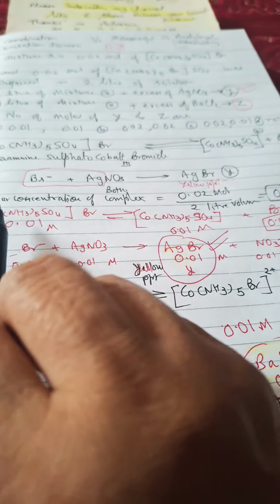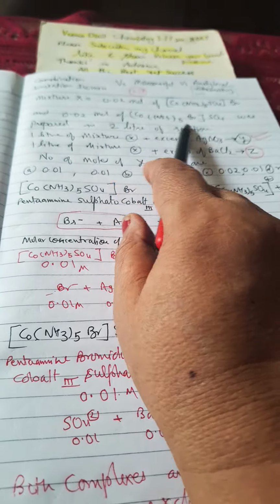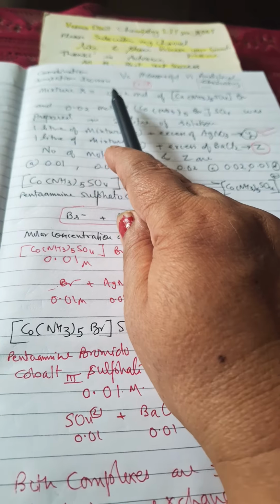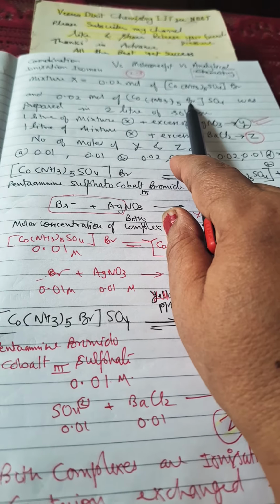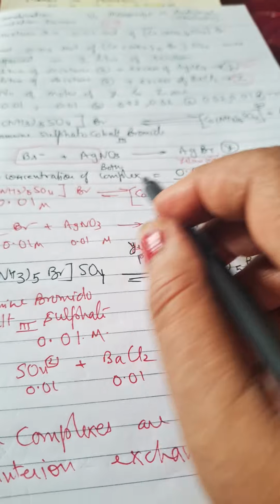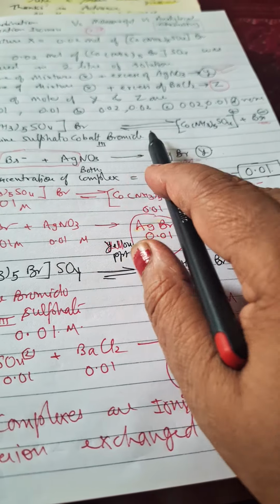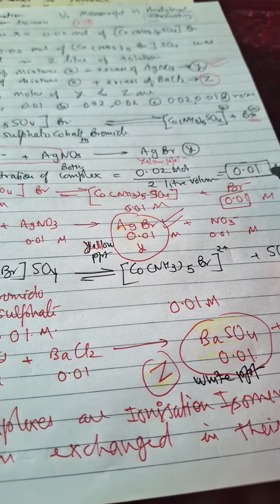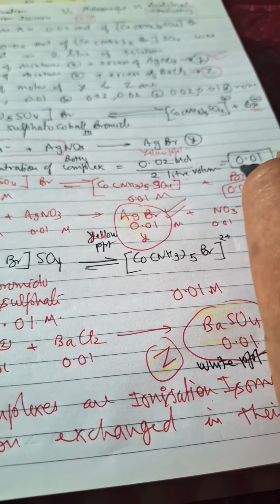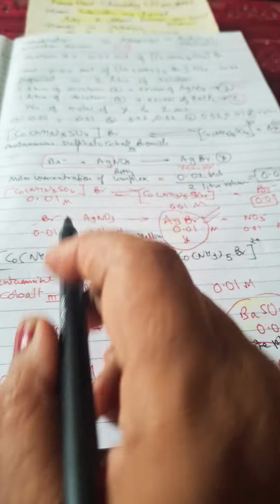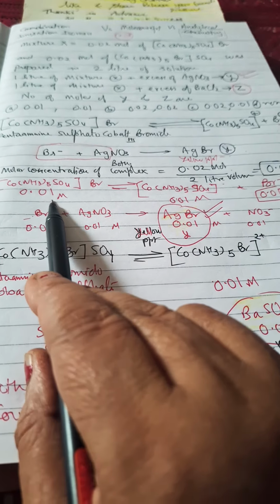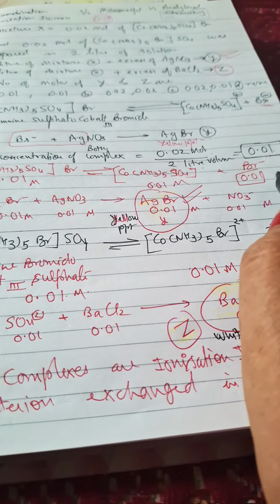But first of all, we have to see the molarity of the solution, because 0.02 mole of each complex is taken, but the volume of the solution is 2 liter. So the molarity of each complex will be 0.02 divided by 2, that is 0.01 M. So 0.01 M complex will give 0.01 M Br.